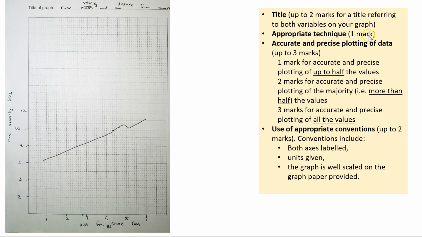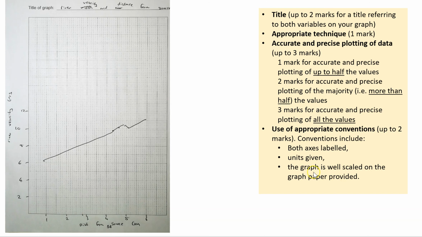Appropriate technique, yes. The points are accurately located, yes. I'm not a huge fan of this line, however, it's not really well plotted on, so need to be careful and precise with those. What about this? Use of appropriate conventions, both axes labelled, yes. Units given, right, distance from the source in kilometres. And again, average river velocity in meters per second. At least they're labelled, at least the units are there, but be precise with that.